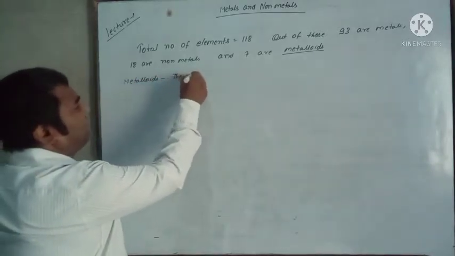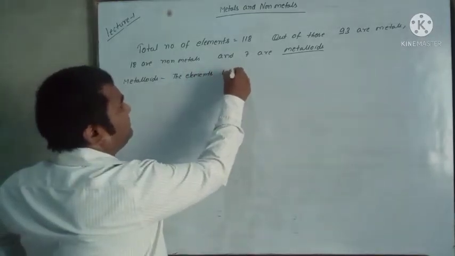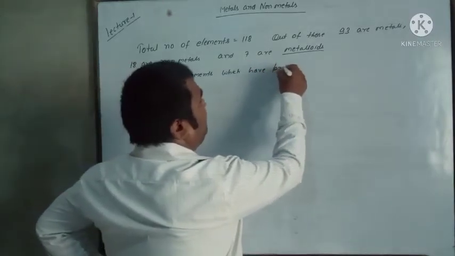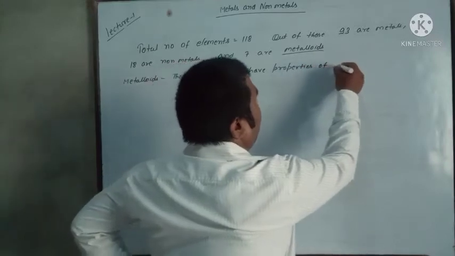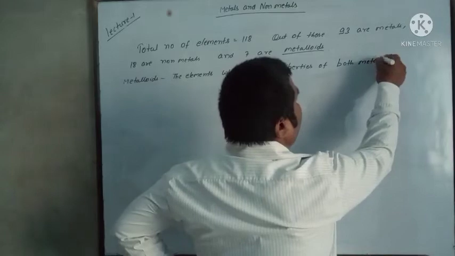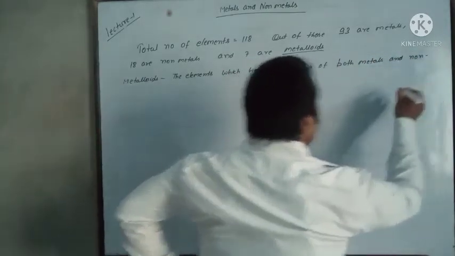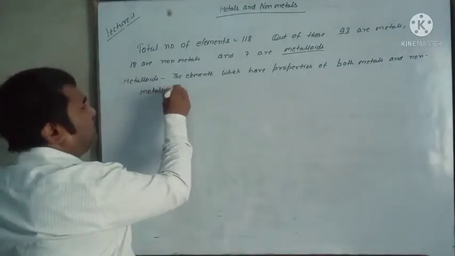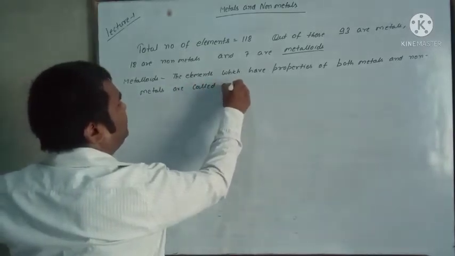The elements which have properties of both metals and non-metals are called metalloids.